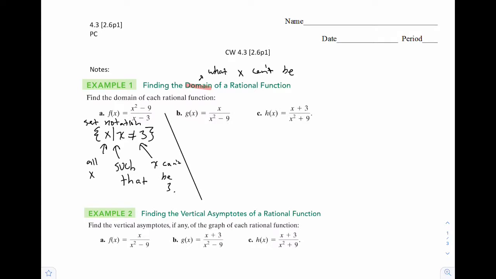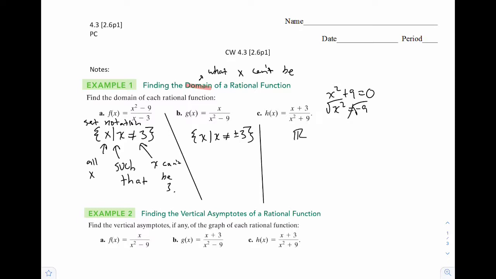So for this one, you could factor it or just think about it. I can see that x can be everything except for plus or minus 3. And this last one's pretty cool because this bottom one, x squared plus 9, if you try to make it equal to 0, you'll notice that this is impossible. You get x squared equals negative 9, which can't be solved. You can try to root it, but again, you know it's a negative in there, which means there are no real solutions here.